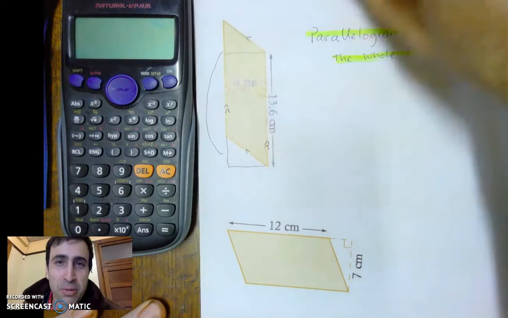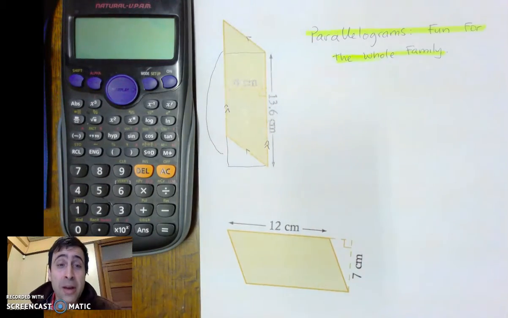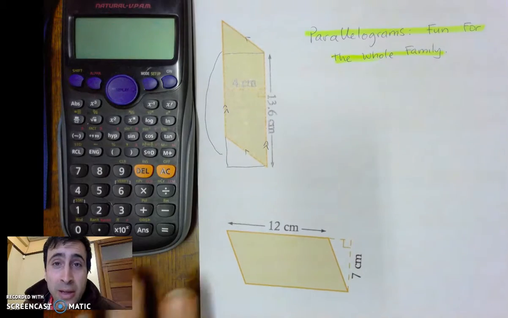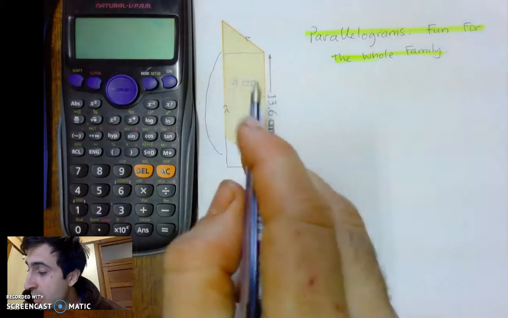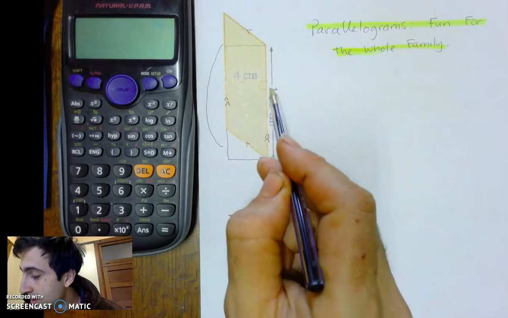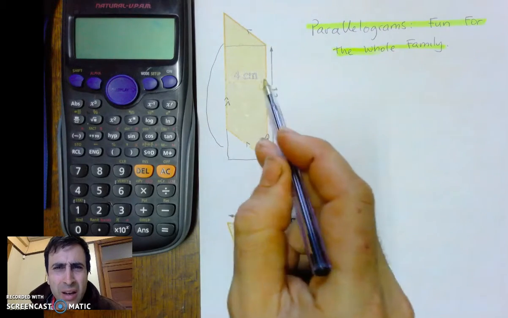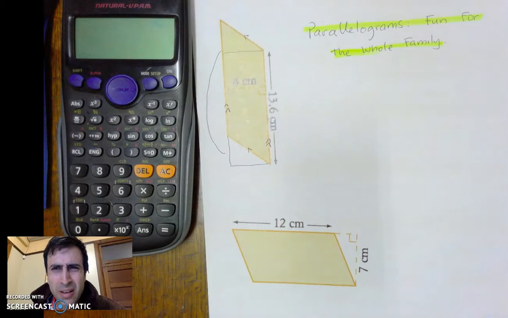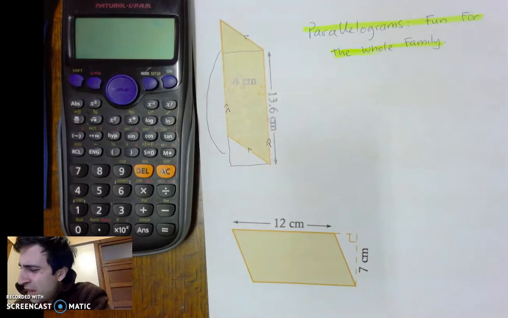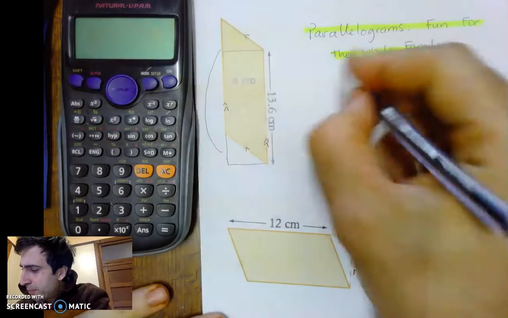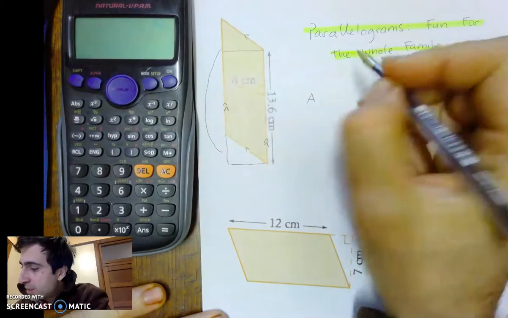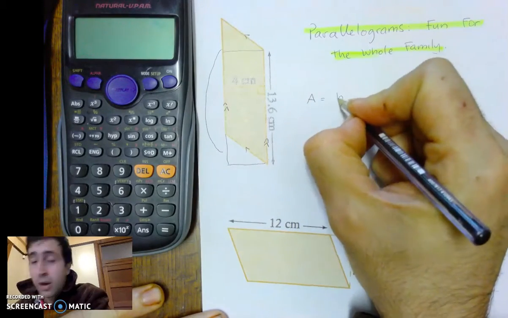Now we don't actually really have to do that. We can just do that with our numbers. And if we do that with our numbers, all we have to do is multiply the base by the height. Oh my goodness, that sounds so familiar. Base times height. So the area of a parallelogram is base times perpendicular height, or height.